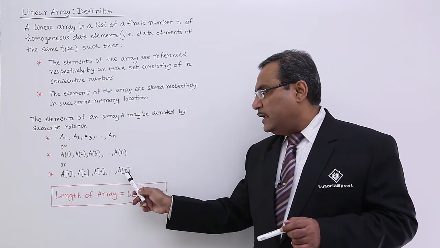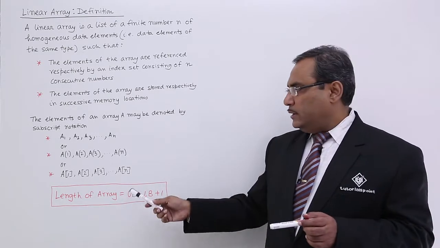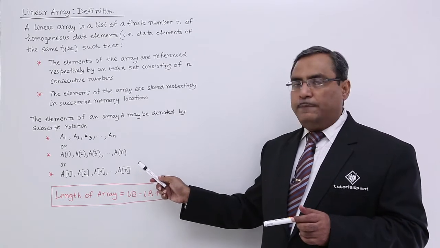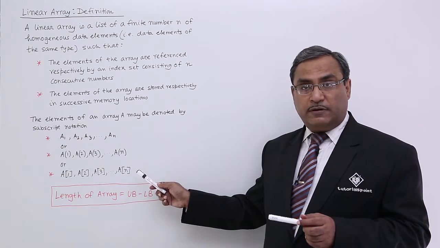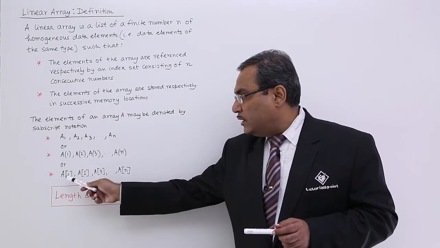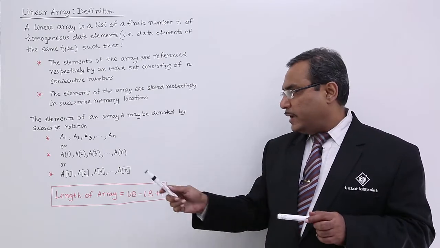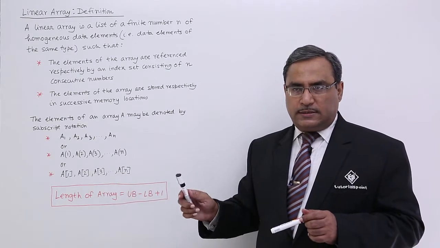Or A1, A2, A3, An, where 1, 2, 3, n are enclosed within third brackets, where we used to use this particular syntax, this particular way to access array locations in Pascal, in C, in C++, in Java, in Android, and so on. So there the subscript will be enclosed within third brackets. So this is the way to access array contents.